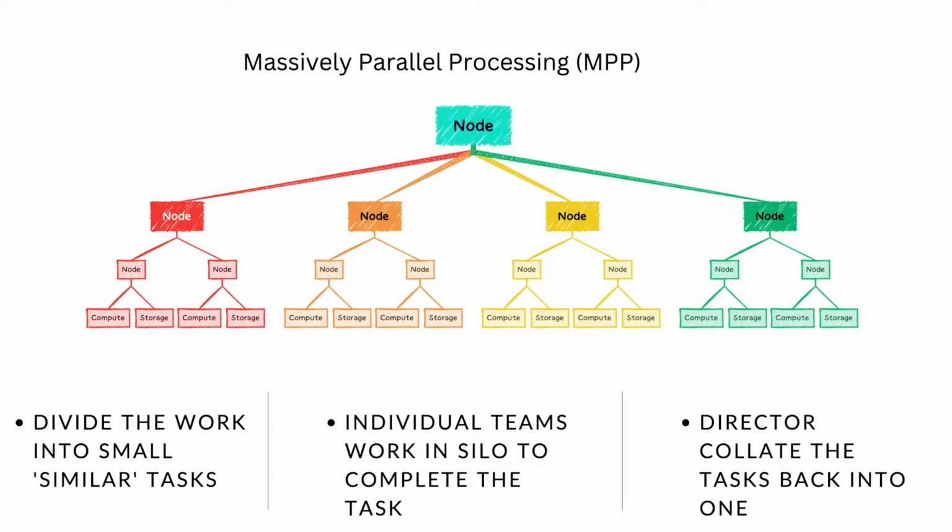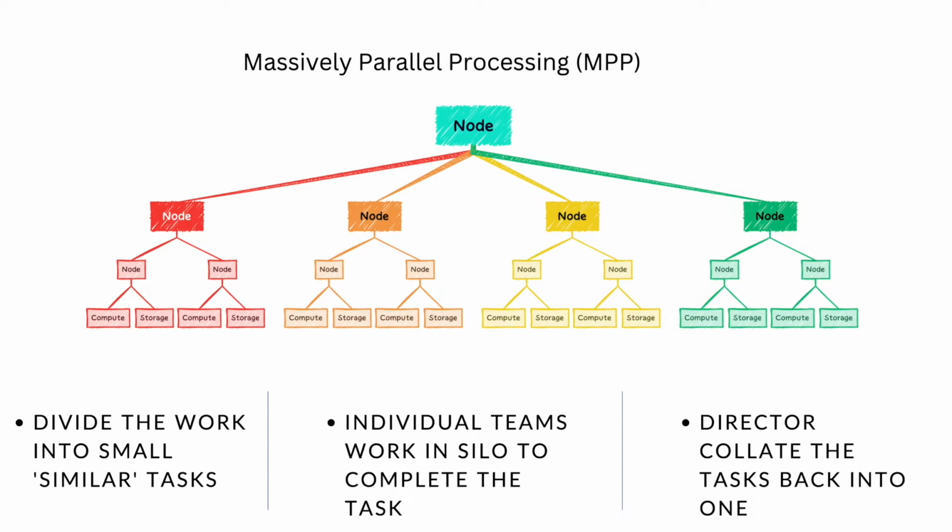In different RDBMS, we give it a different name. So there is a main node that will take the request from the user. It will split it into multiple smaller and similar tasks, and then it will delegate that task to other nodes which are reporting to that main node. Each node will have its own set of compute and storage capability.